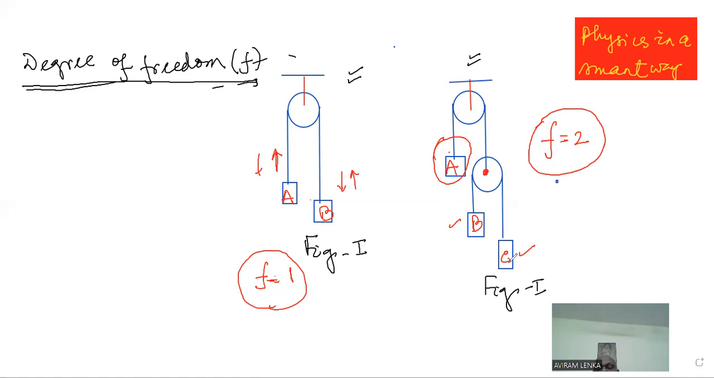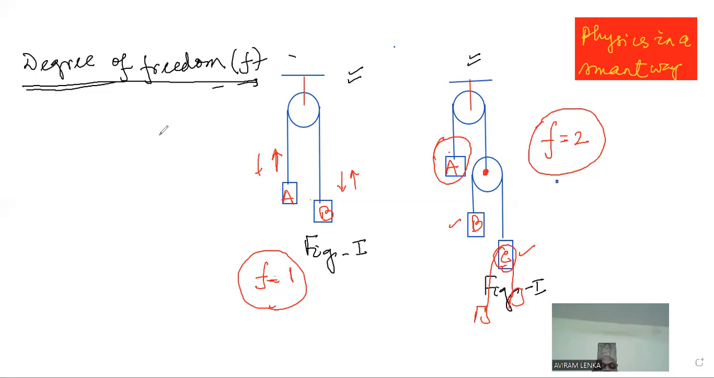Similarly, we can increase the degree of freedom: in place of block B or block C, if you put another pulley and put two more blocks, we can easily imagine that you can increase the degree of freedom of the system. So in those contexts, degree of freedom is usually seen in that way.